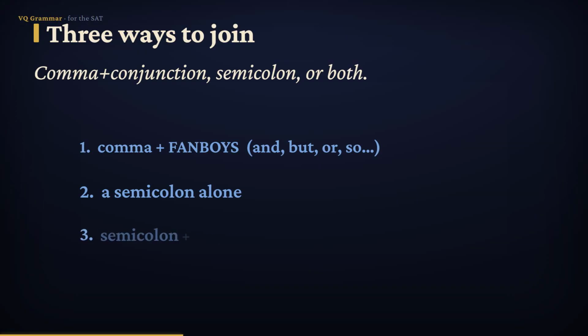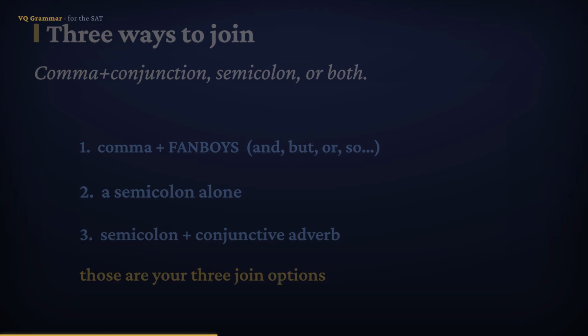3. A semicolon plus a conjunctive adverb, like however or therefore. Theo can't hear his alarm, semicolon, however, comma, his dog wakes him. Comma and conjunction, semicolon, or semicolon and conjunctive adverb. Those are your three options.